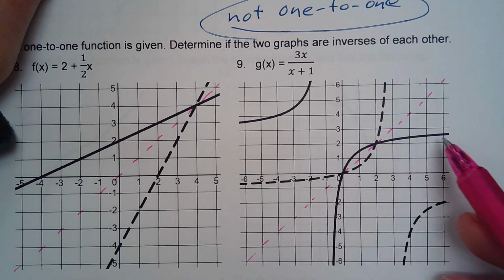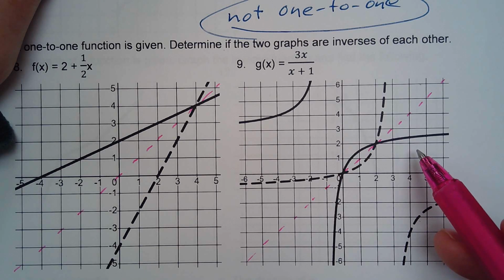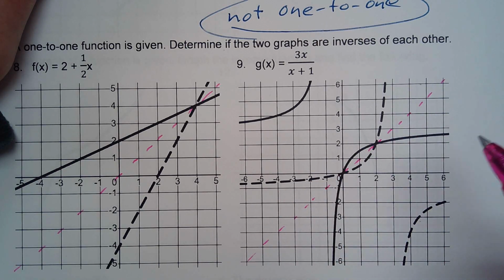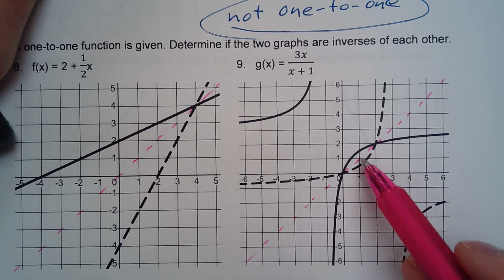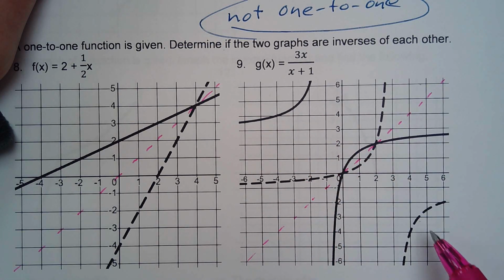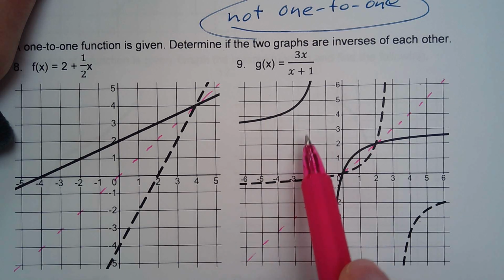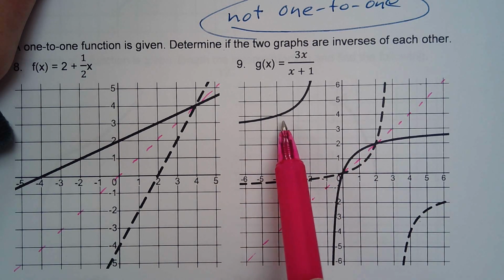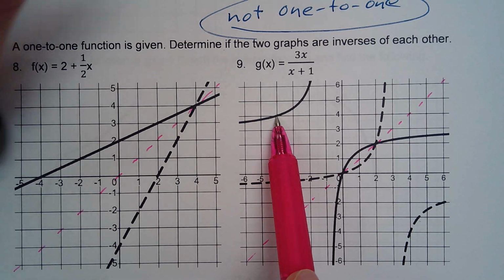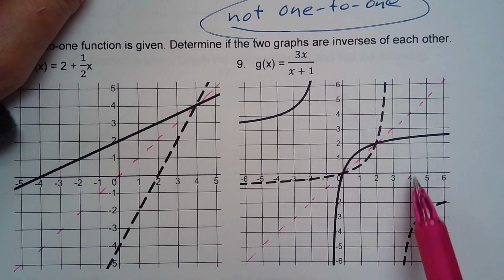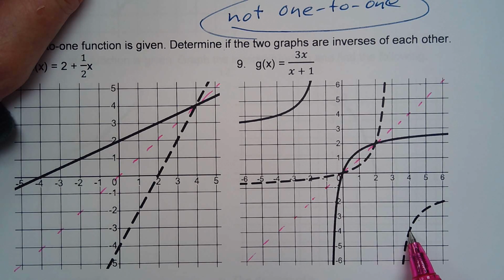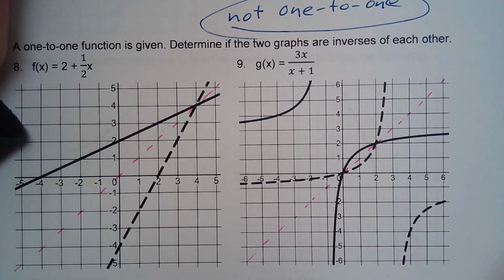So think of the solid line as one function. That's probably what g is. The dashed line is the inverse. And again, it looks like they're symmetric with respect to the line y equals x. You can pick a point here like (-4, 4), switch the coordinates to (4, -4). It's on the inverse.